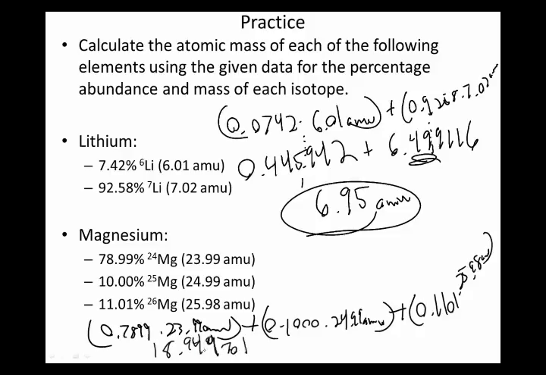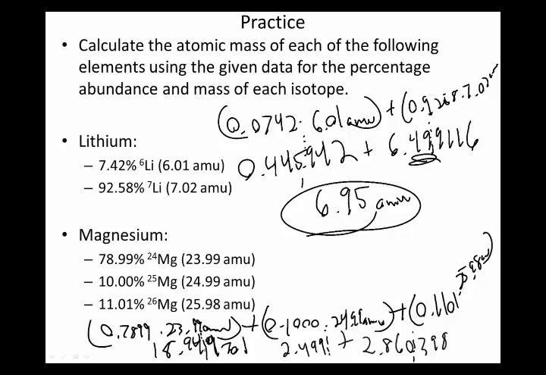18.949701. I should round to four significant figures, which is going to be there. The next operation gives me 2.499, right? So there's where I'm going to round after four significant figures, and 0.1101 times 25.98 gives me 2.860398. Again, four significant figures right there.